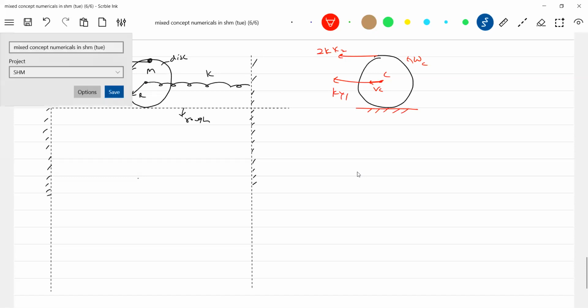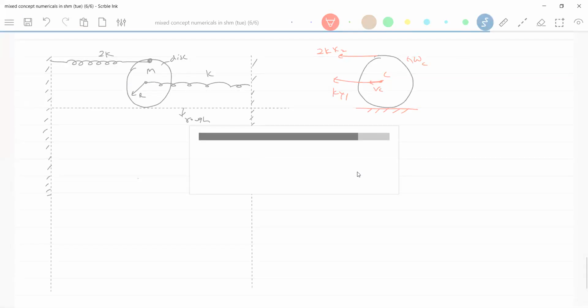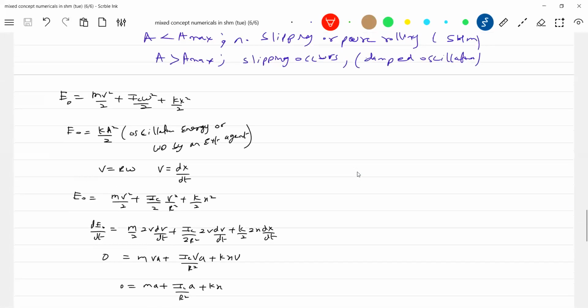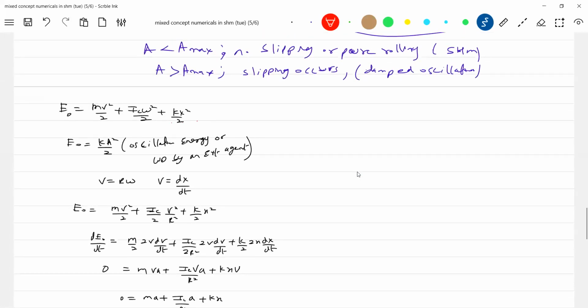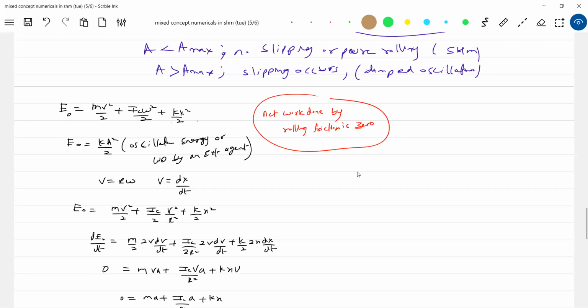I think nobody asked, sir, why you are not counting work done by friction. I am really surprised. Why is there no work done by friction? The net work done by rolling friction should be 0. That's why the work done by friction is 0 here, and that's why mechanical energy is conserved. You don't say rolling friction will not do work. It does work. Translational work done will become equal to rotational work, so the net work done will become 0.